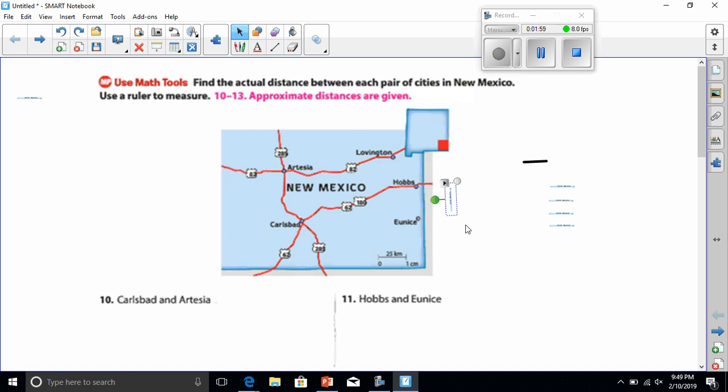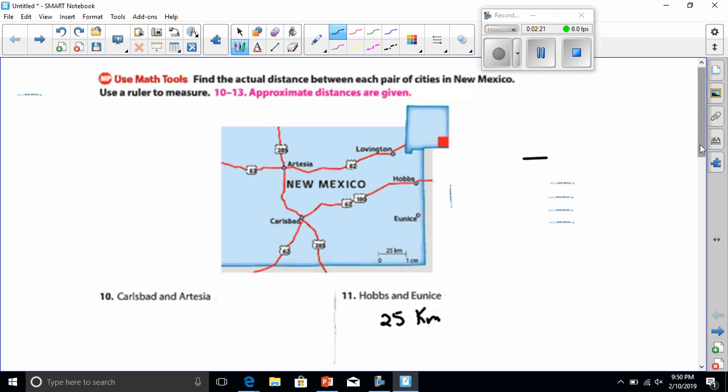So from Hobbs to Unix, that's 25 centimeters. So the approximate distance is going to be 25, I'm sorry, not centimeters, 25 kilometers. So we'll write that in, 25 kilometers.